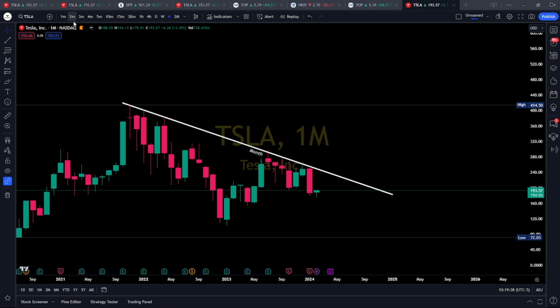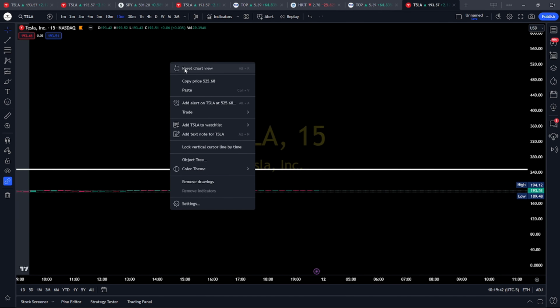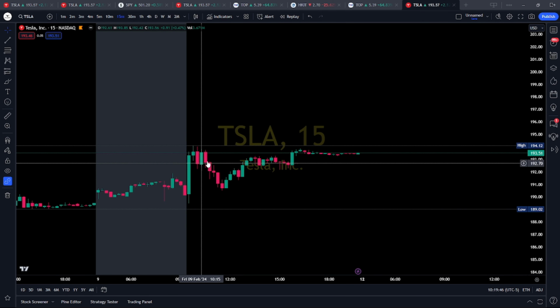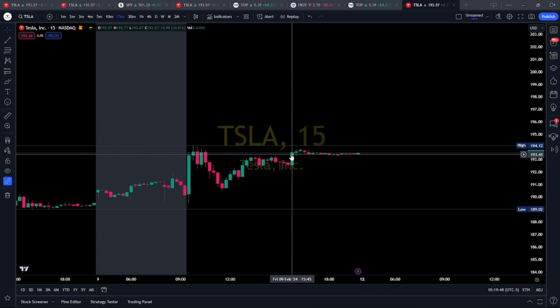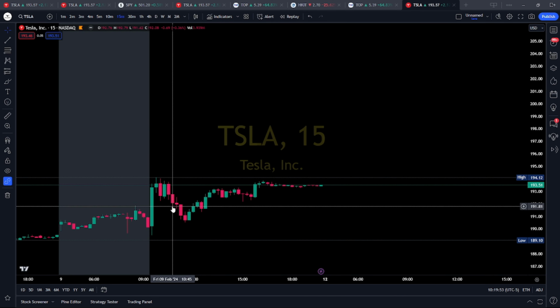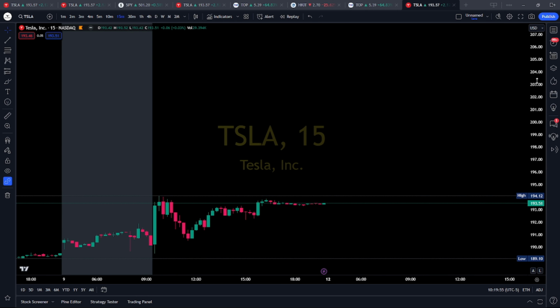Now, what's cool about this, guys, if you switch to a smaller time frame, say you like to trade the 15-minute time frame, we reset our chart. Again, because we're on a 15-minute time frame, all of these candles represent 15 minutes worth of volume, price action, and what's going on there, right? So these are 15-minute candles. Each one of these are 15 minutes.